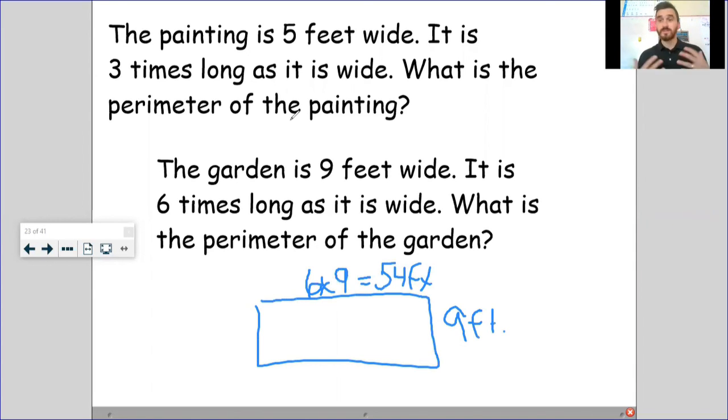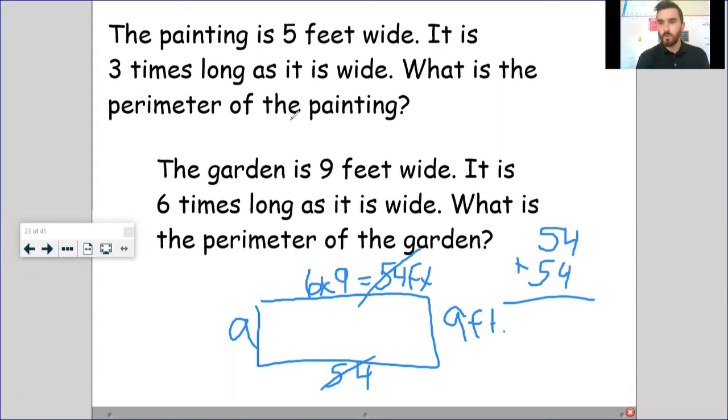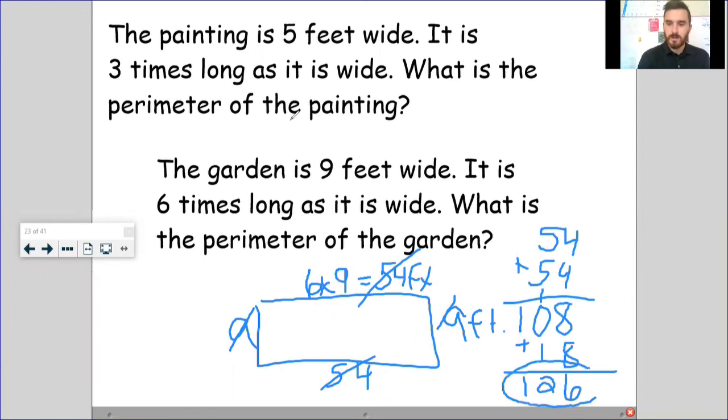Even though it's a bigger number, you can still find the perimeter. List your opposite sides, add your like numbers. 54 plus 54 is a little bigger, so I'll do the math on that one. 4 plus 4, going to give you 8. 5 plus 5, going to give you 10. Now we could do 9 plus 9 and get 18, but then I'd have to add those two together. 8 plus 8 is 16, 6 stays, 1 goes. 1 plus 0 plus 1 is 2. Bring down that 1. My garden would have a perimeter of 126 feet.